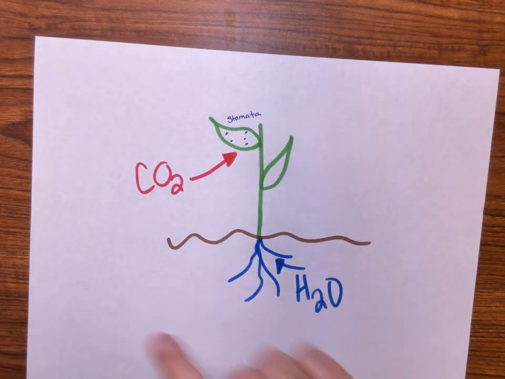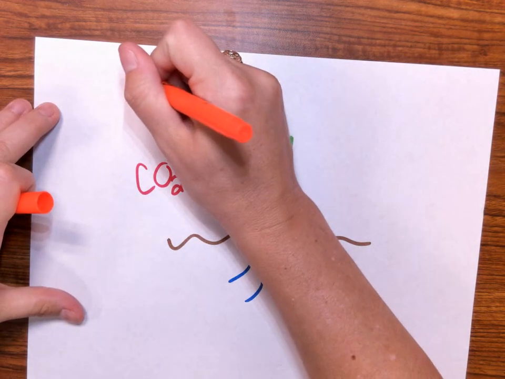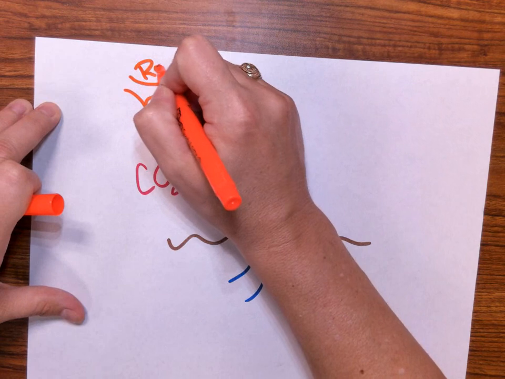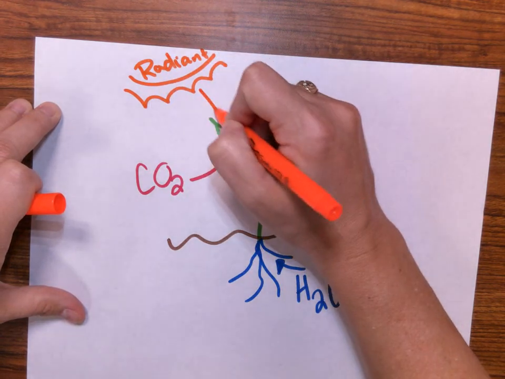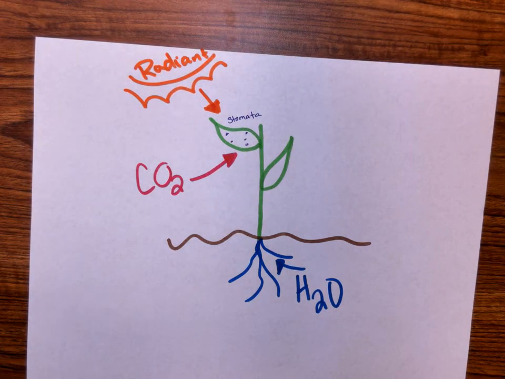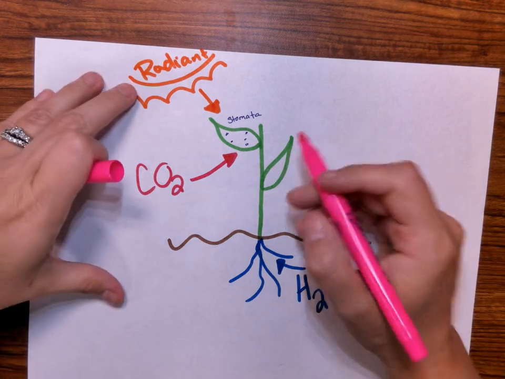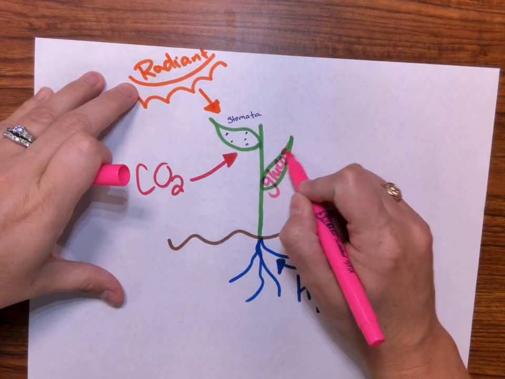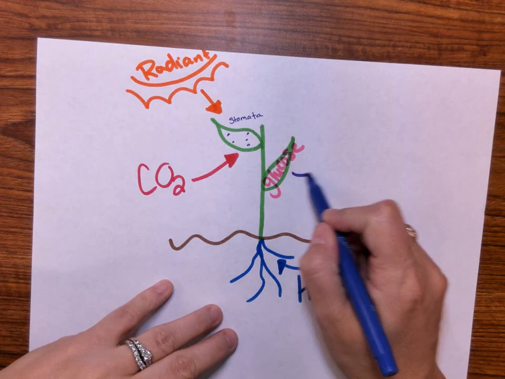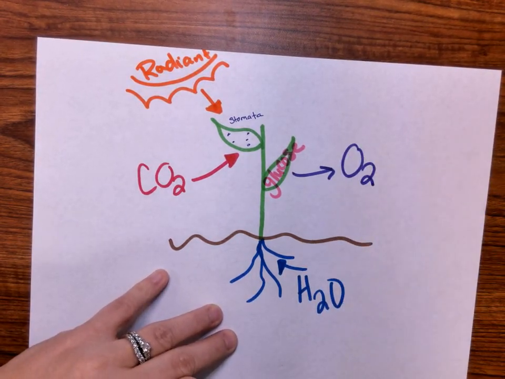Then the plant gets radiant energy from the sun. The radiant energy goes into the plant. The plant then stores that glucose, some of them actually send it to the roots, but we'll keep it in the leaf for now. And it releases the oxygen. So oxygen is released to the atmosphere, which we breathe in.